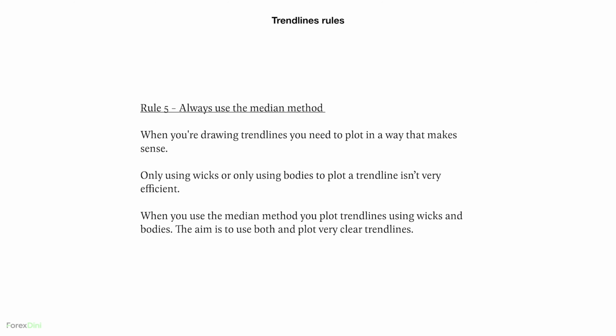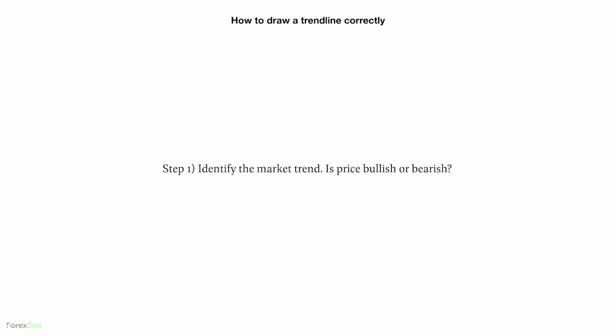Rule number 5, always use the median method. When you're drawing trend lines, you need to plot in a way that makes sense. Only using wicks or only using bodies to plot a trend line isn't very efficient. When you use the median method, you plot trend lines using wicks and bodies. The aim is to use both and plot very clear trend lines. So I will explain the application of these rules, so just stick around and you will learn how to apply these rules.